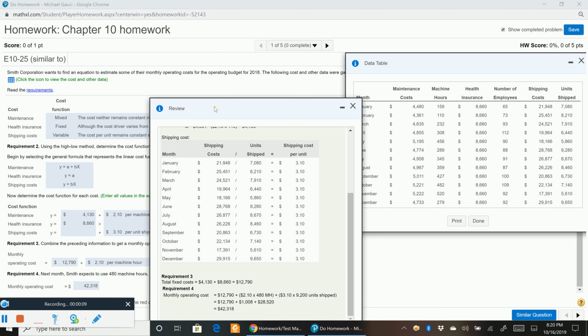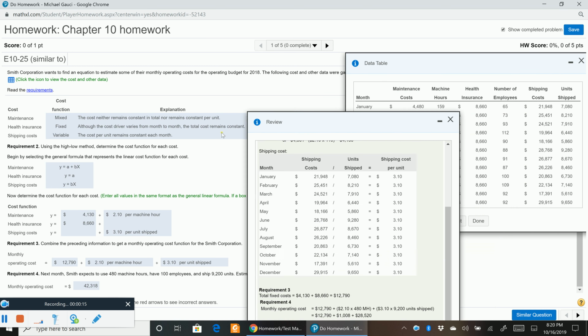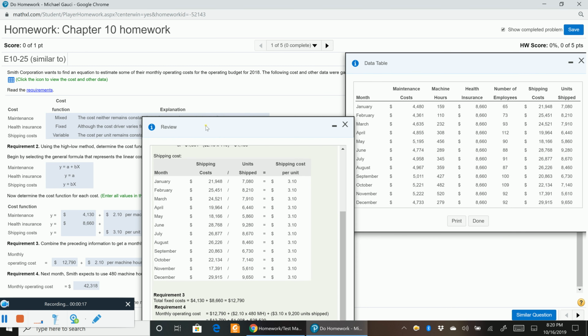Okay, so in this problem, the first one, we are going to take a look at some information given to us, certain costs for an organization. And you can see out here on the right hand side, I'm circling it, we're given our data table. We have 12 months worth of data, and the author is giving us maintenance costs, health insurance, and shipping costs.